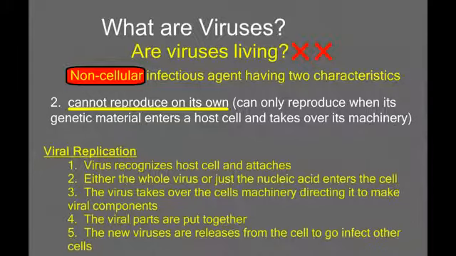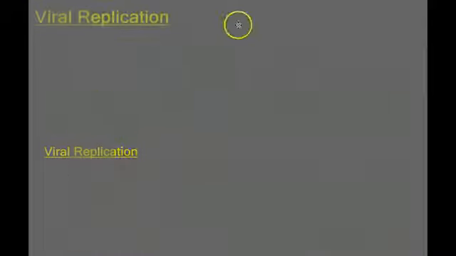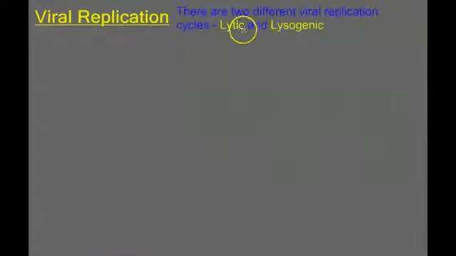The first step is for a virus to recognize and attach to a host cell, and viruses are very specific to the host cell they target. For example, viruses that cause colds target the cells of the respiratory tract. However, HIV, the human immunodeficiency virus, attacks certain white blood cells. Now let's take a closer look at viral replication. We have two different viral replication cycles, the lytic cycle and the lysogenic cycle. And we'll start with the lytic cycle.